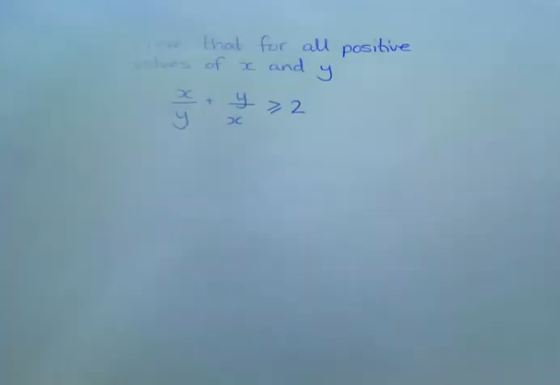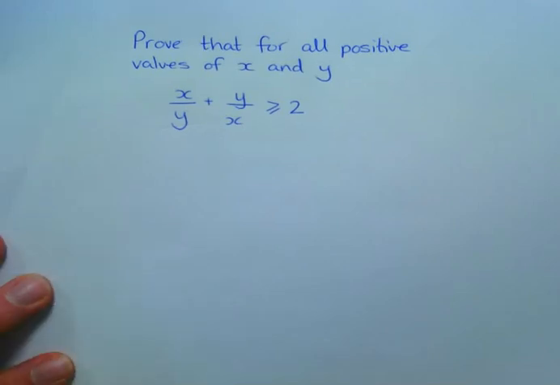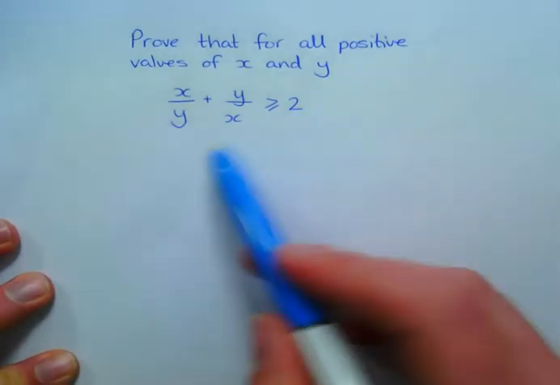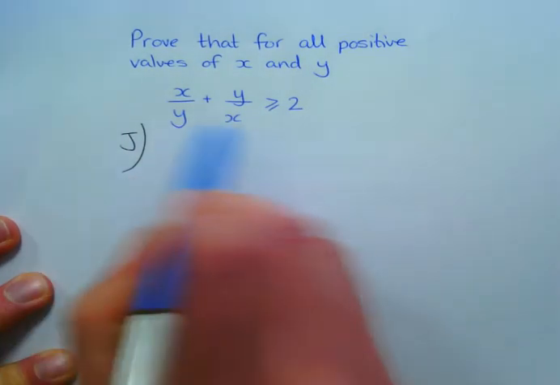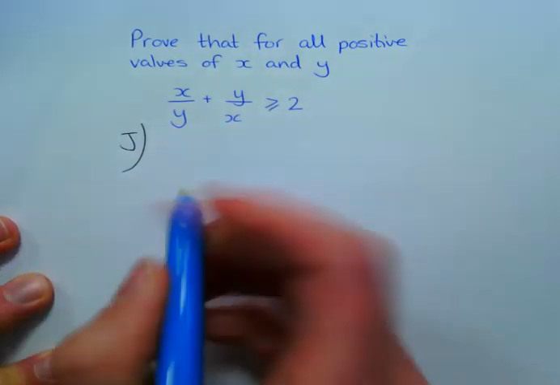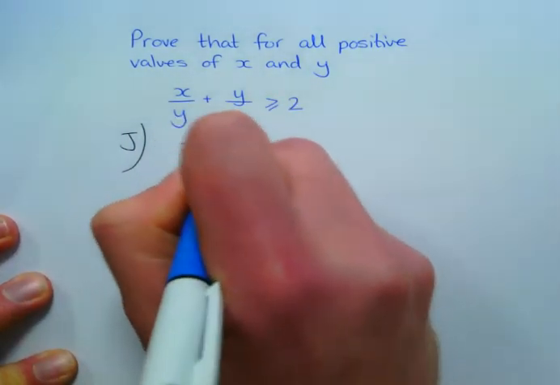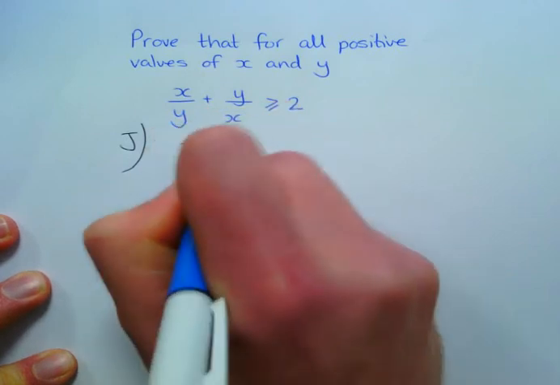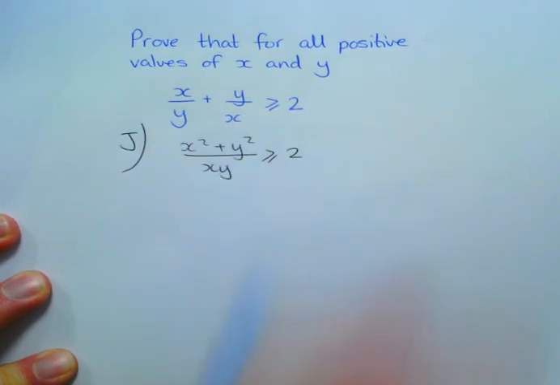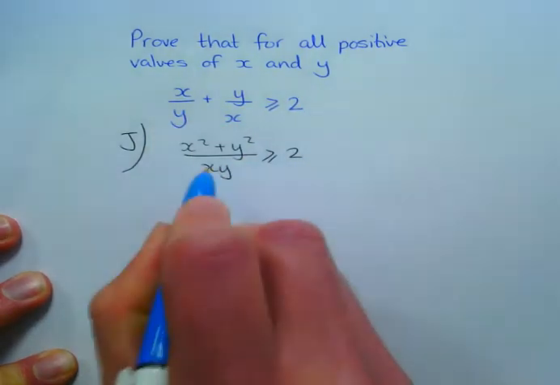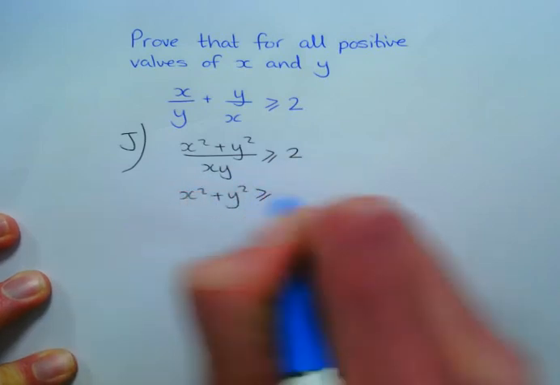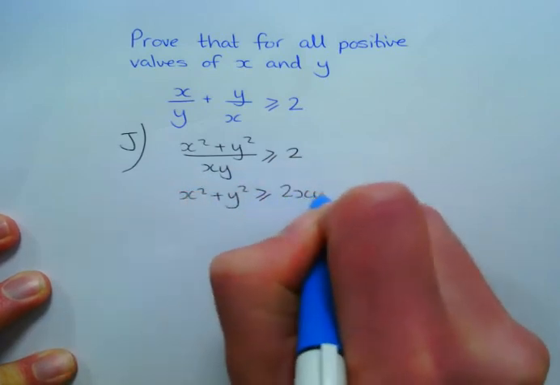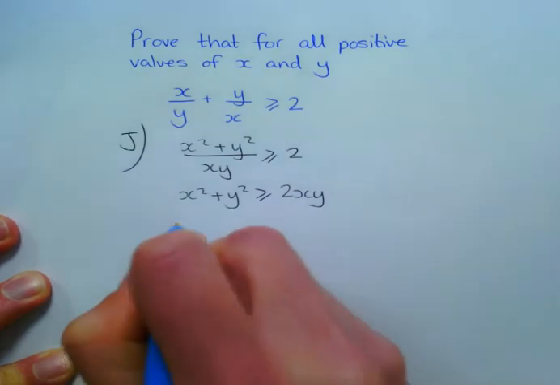Let's do one more. So again, we've got all positive values of x and y. We have to prove this. So I'm going to start with my jottings, and the only thing I can really think of doing here is making the denominators the same. So you get x squared plus y squared all over xy, and that is greater than 2. Let's multiply by xy. So we get x squared plus y squared is greater than 2xy. Let's bring it all over one side.